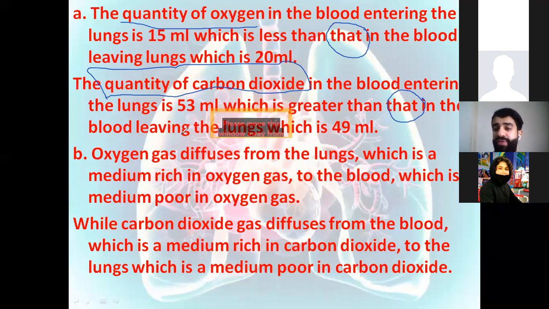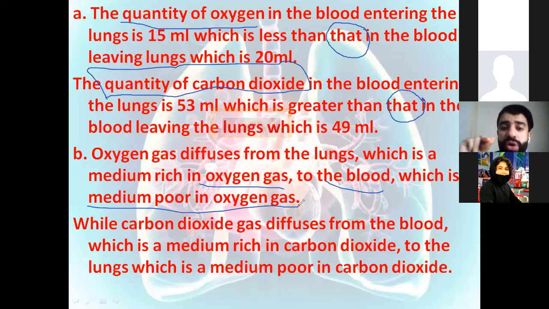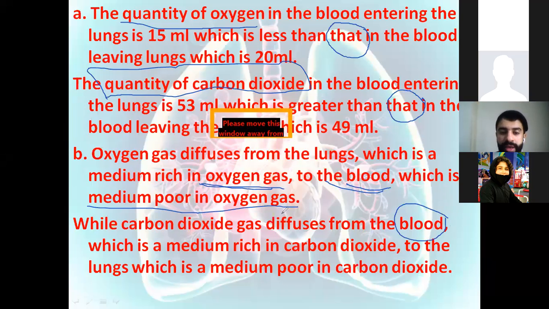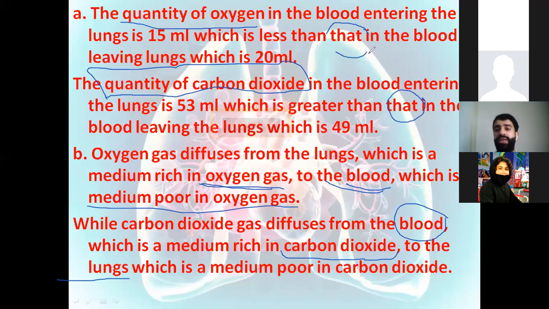Part B, how can you explain the variation? Oxygen gas diffuses, and you have to study this from last week. Oxygen gas diffuses from the lungs, which is a medium rich in oxygen, to the blood, which is poor in oxygen. So I repeat, oxygen gas diffuses from the lungs, a medium rich in oxygen, to the medium that is poor in oxygen, which is the blood. So this note you have to study. Carbon dioxide diffuses in the opposite direction. It diffuses from the blood, a medium rich in carbon dioxide, to the lungs, a medium poor in carbon dioxide.